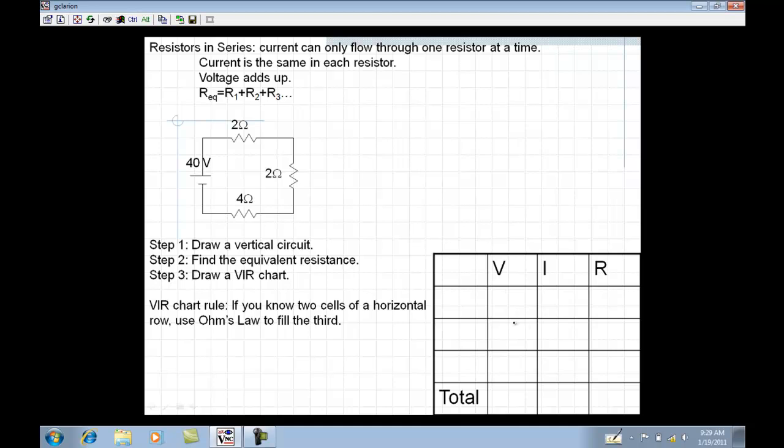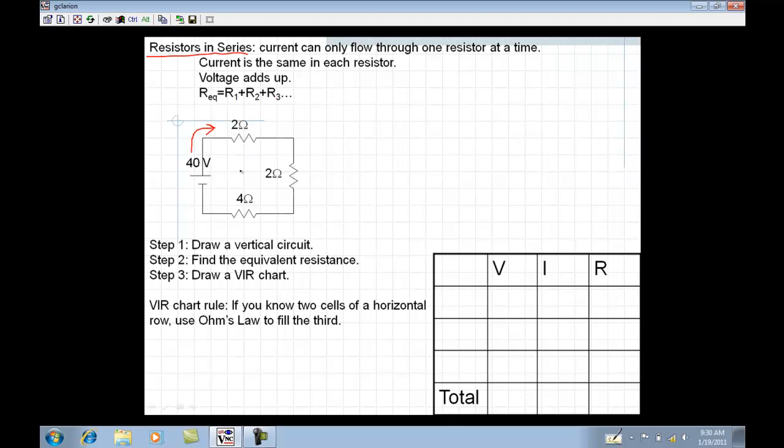And we will apply it to a set of resistors in series. So this next topic is resistors that are set up in series. If you look at this setup right here, if the positive charge comes out of the positive end of the battery, the current can only go through one resistor at a time. It can only go through that 2 ohm resistor, then that 2 ohm resistor, and finally that 4 ohm resistor back to the battery. So resistors in series are exactly that.